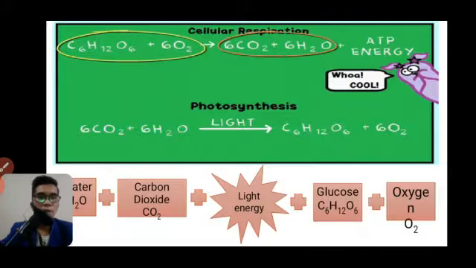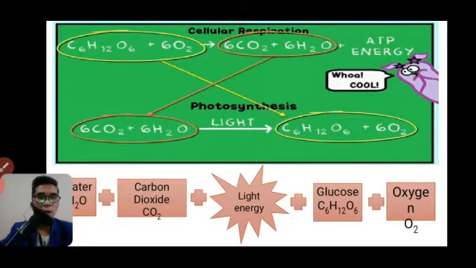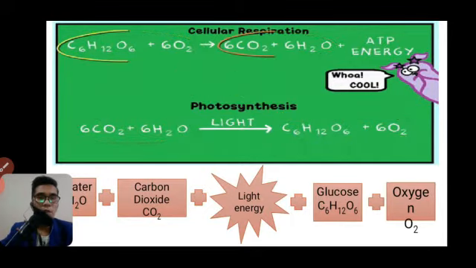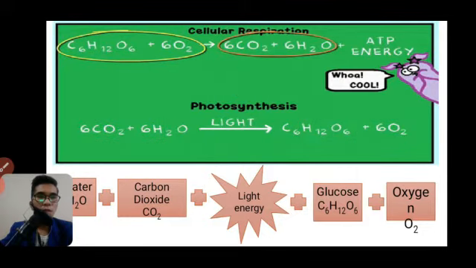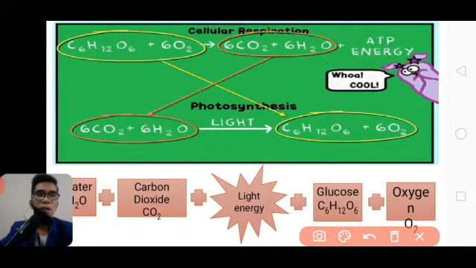You have here the illustration for photosynthesis at the upper part, for us to compare that the opposite reaction of cellular respiration is that of photosynthesis. You have here 6CO2 plus 6H2O, then with light produces C6H12O6 plus 6O2. This is already balanced.